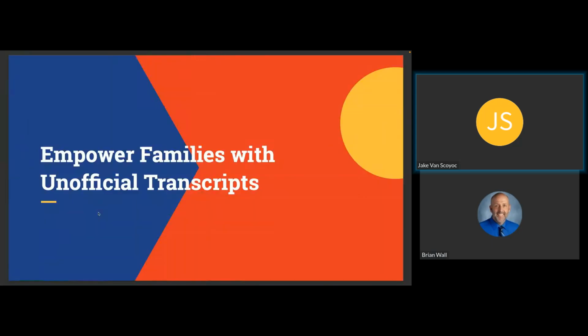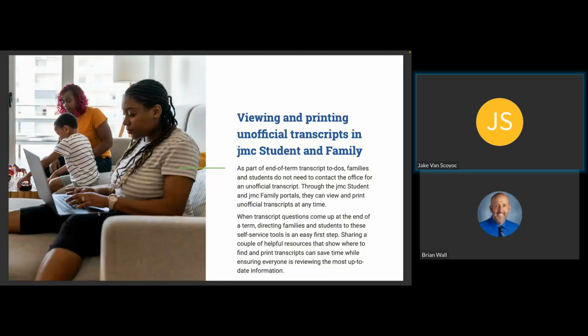Okay, so now we're going to talk a little bit about how to empower families with unofficial transcripts. As part of end-of-term transcript to-dos, families and students do not need to contact the office for an unofficial transcript. Through the JMC Student and JMC Family portals, they can view and print unofficial transcripts at any time. When transcript questions come up at the end of a term, directing families and students to these self-service tools is an easy first step. Sharing a couple of helpful resources that show where to find and print transcripts can save time while ensuring everyone is reviewing the most up-to-date information.